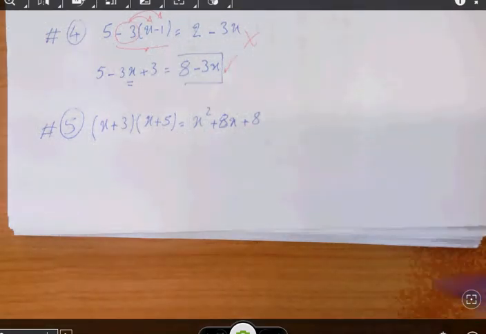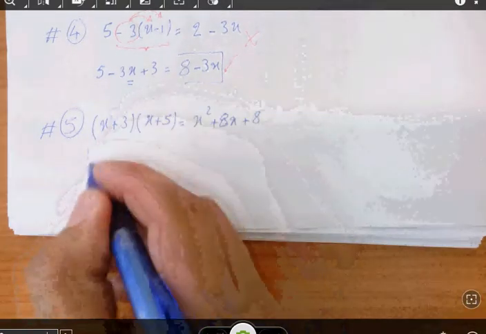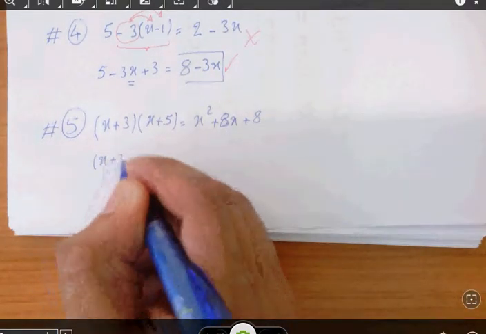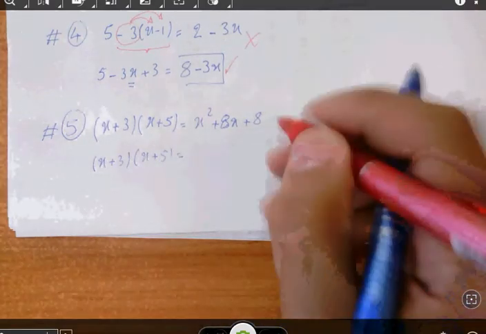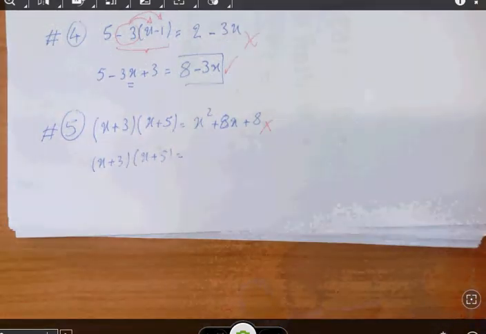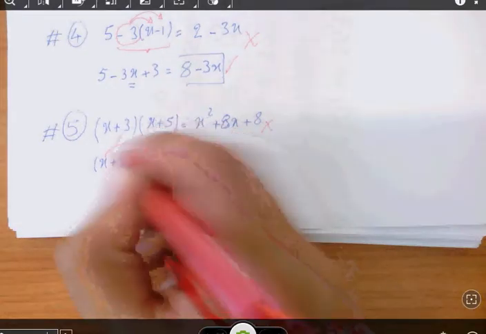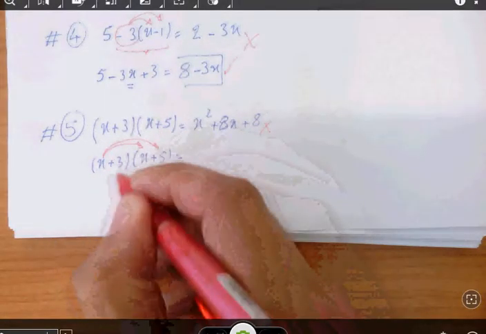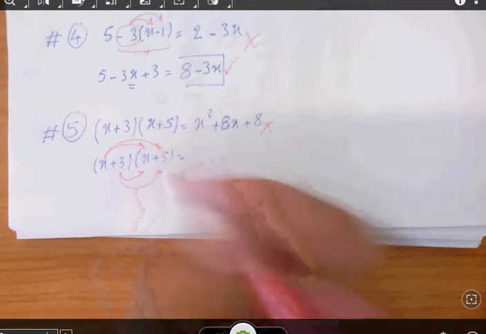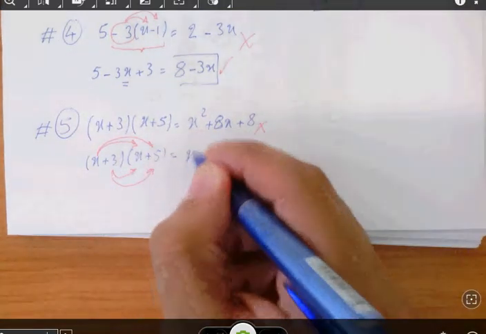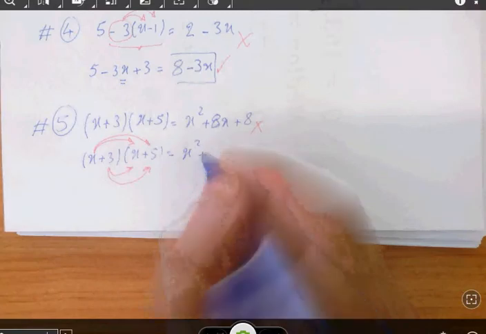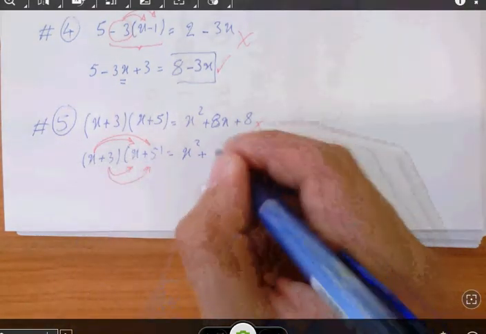Let's follow the procedure, right? x plus 3, x plus 5. Obviously, you can imagine that this is not right. What do I do then? Well, the rainbow model says that I need to take x at a time, and then I need to take 3 in the other bracket at a time. So I get x times x is x squared. Very good. Plus x times 5 is 5x.